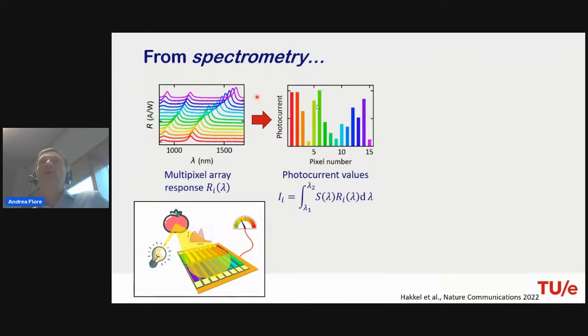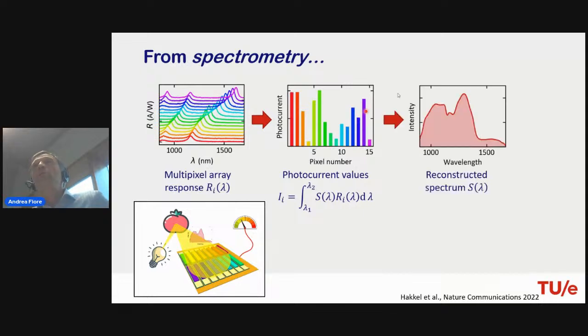Now, from here, you can go two ways. One way is that you really want to have the spectrum, and then you can apply some numerical methods to try to estimate your spectrum based on this information. Of course, this is a kind of ill-posed problem, in the sense that you have 16 measurements and you need to retrieve maybe 1,000 wavelength points, so you have to make some assumptions.